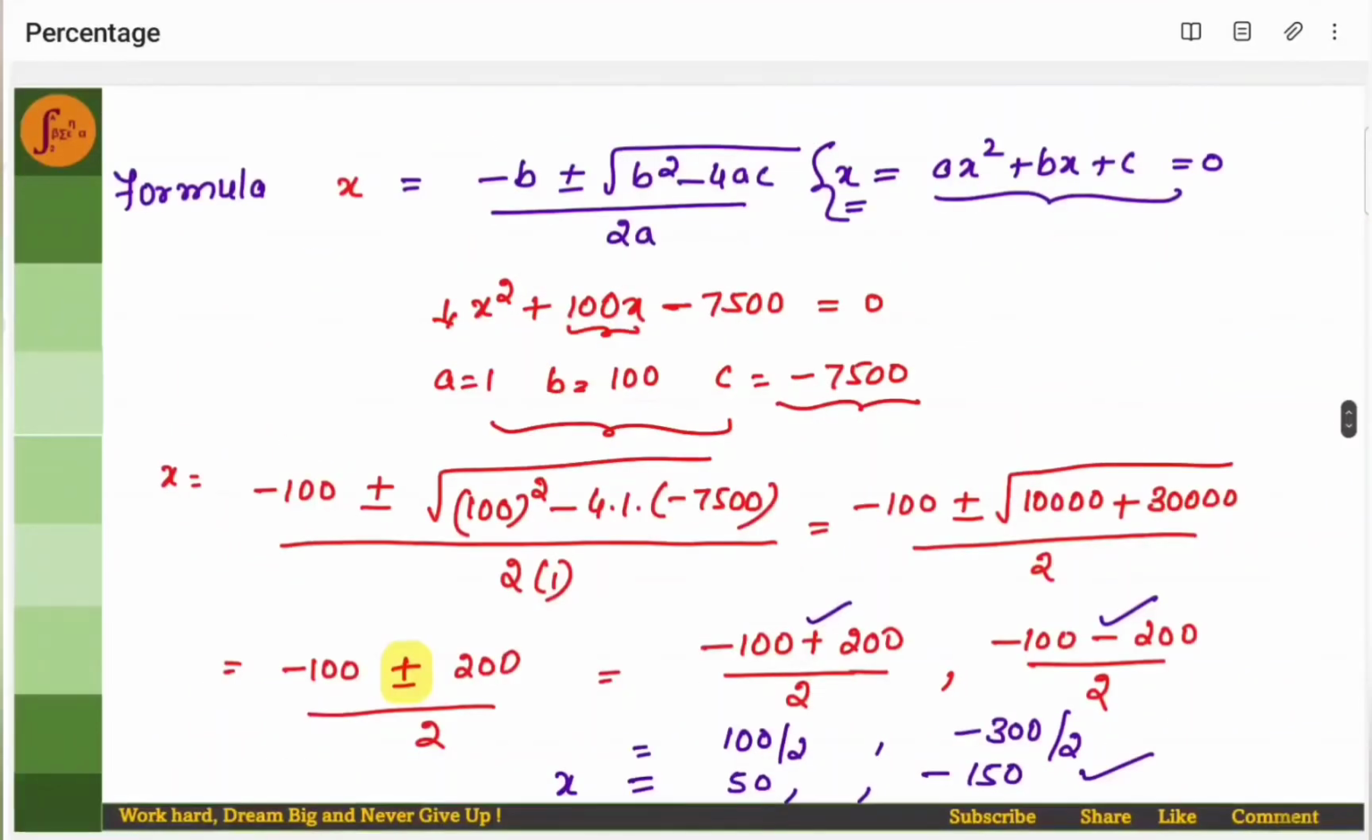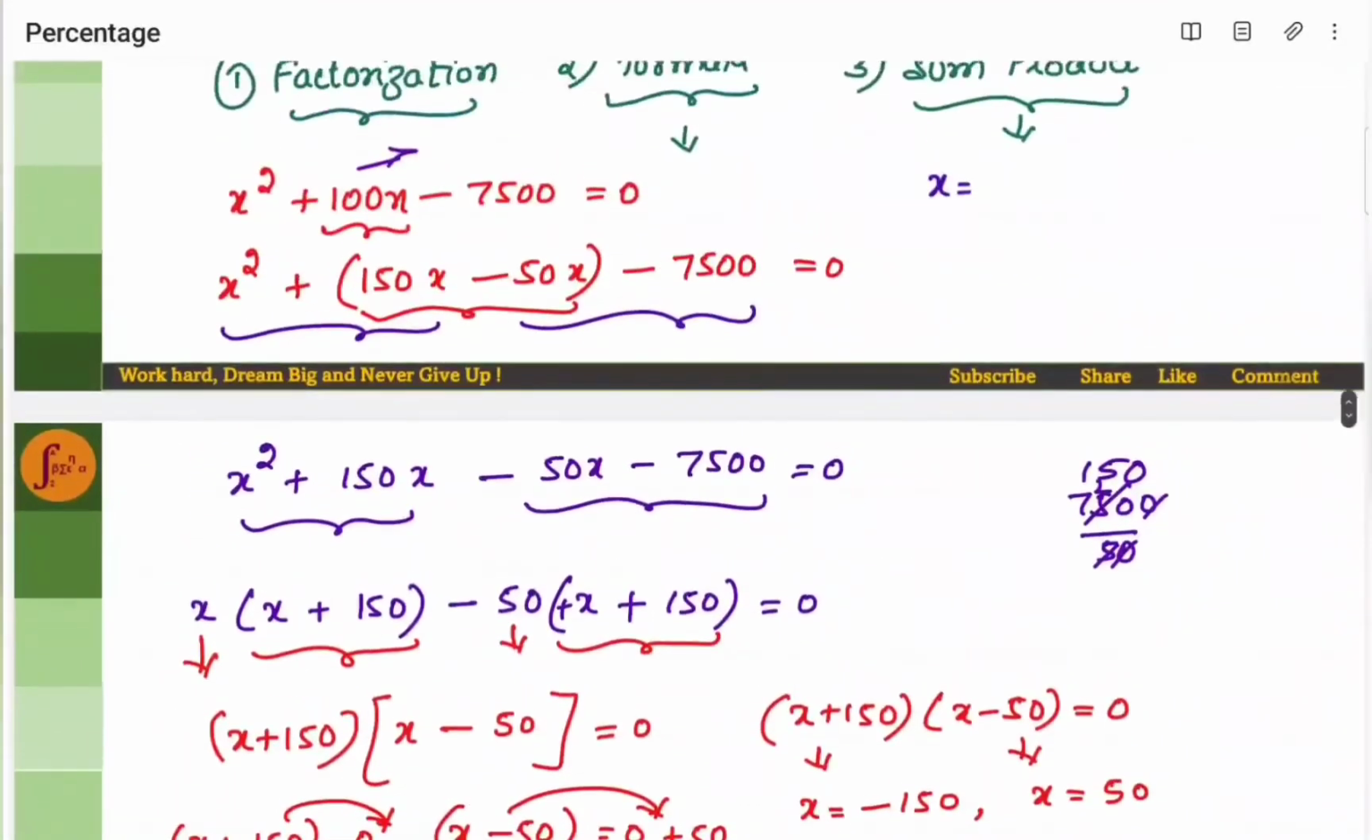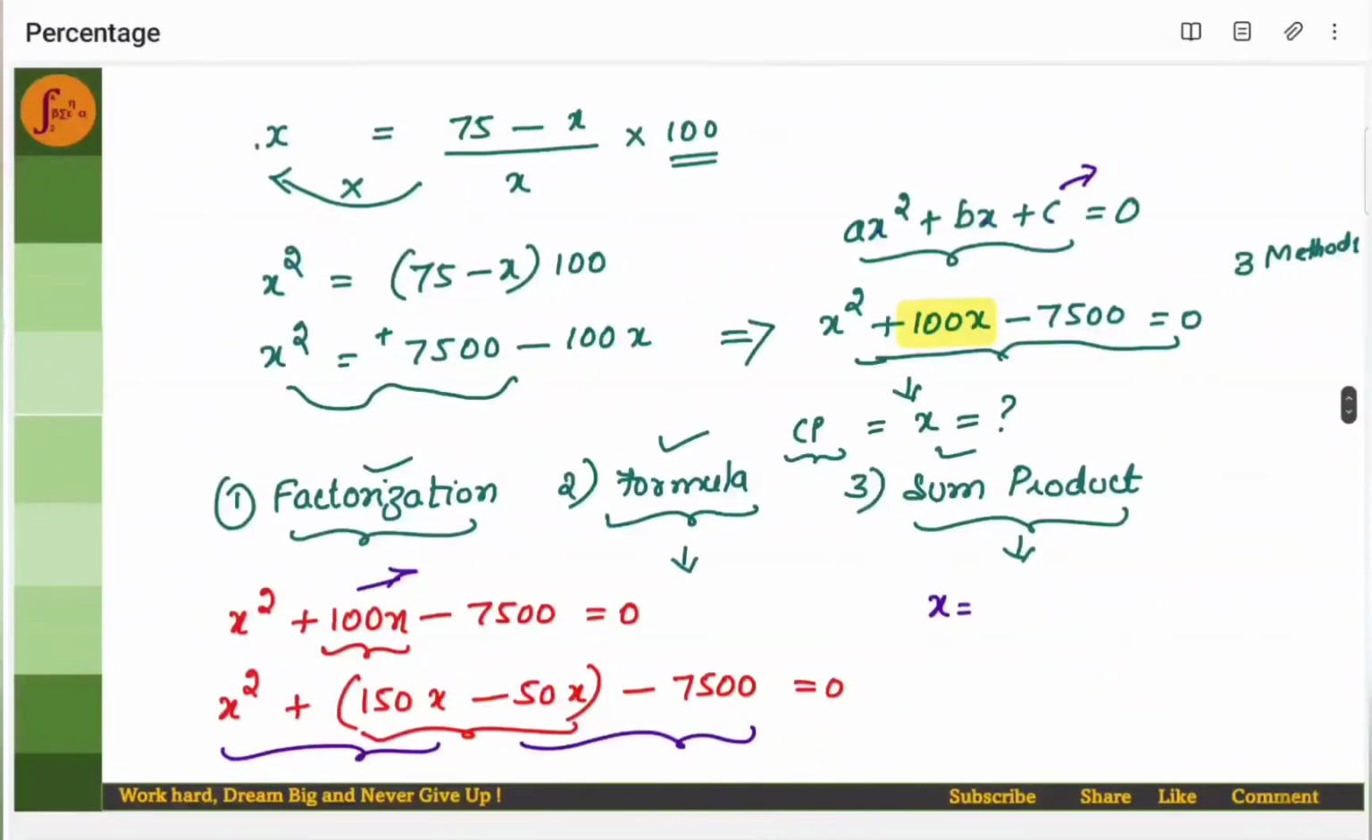So you can use whichever method you want based on whichever is easy for you all. There is another method called sum product, but that is also difficult in this particular equation because the numbers are big. So whenever these numbers are big, it's better to go for the formula method.